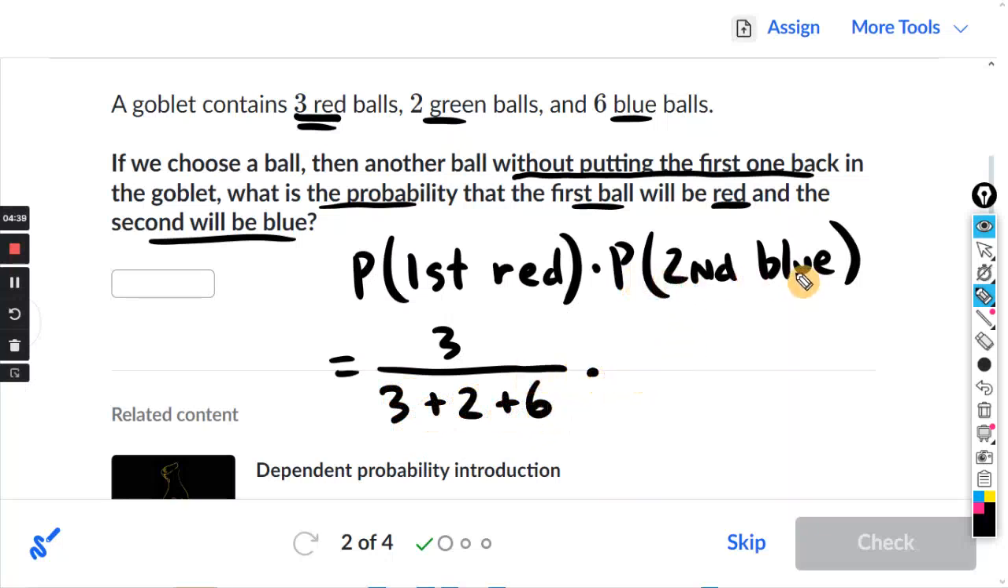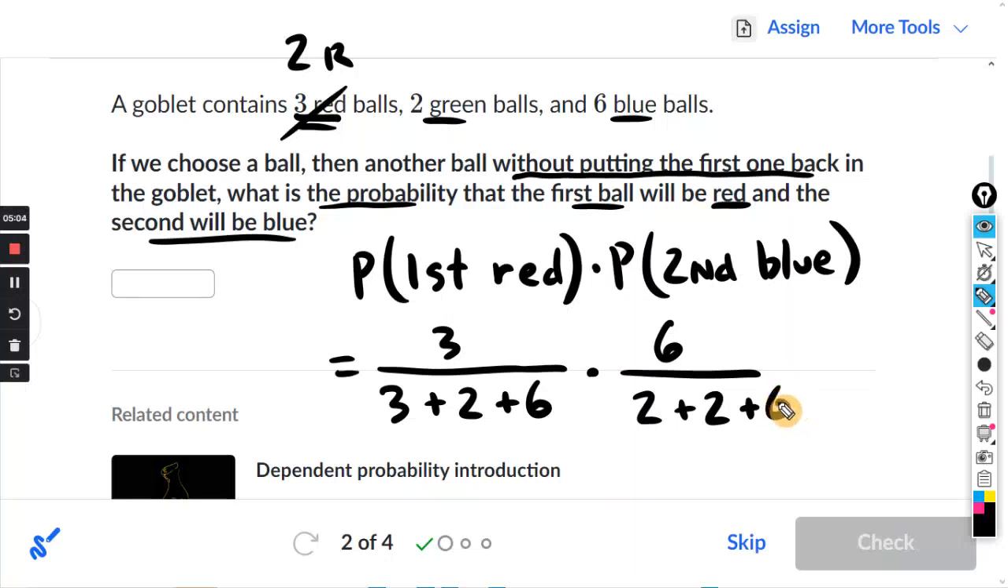And then the probability of choosing a blue ball. Well, there's 6 blue balls, but after we chose the first red, we didn't put it back. So on the second choice, instead of having 3 red, there's only 2 red. So it's going to be 2 plus 2 plus 6. You don't have to write the denominator like that every time. You can just add them up.